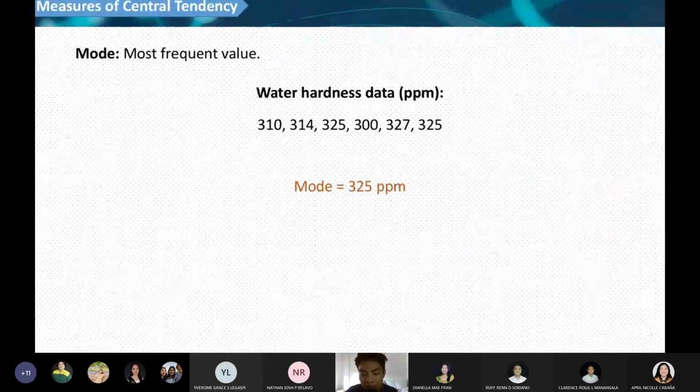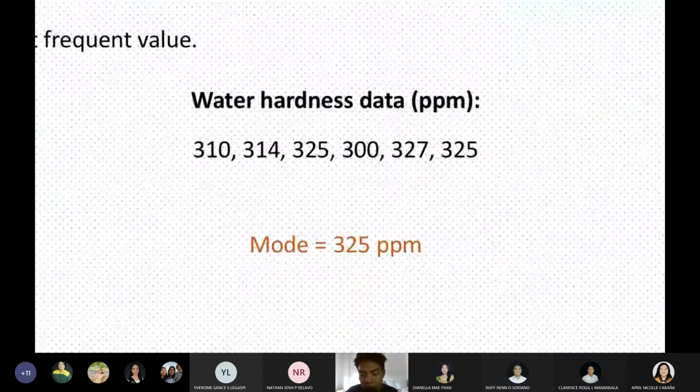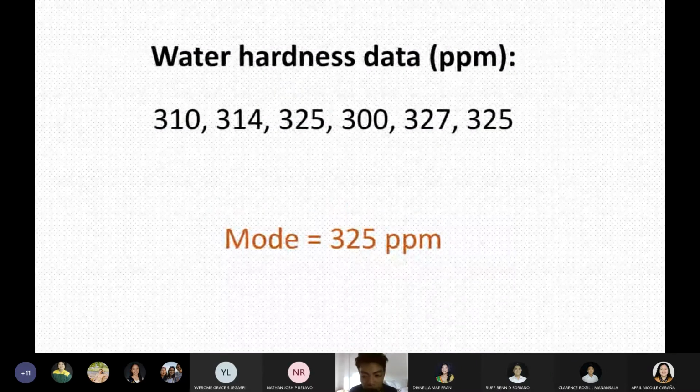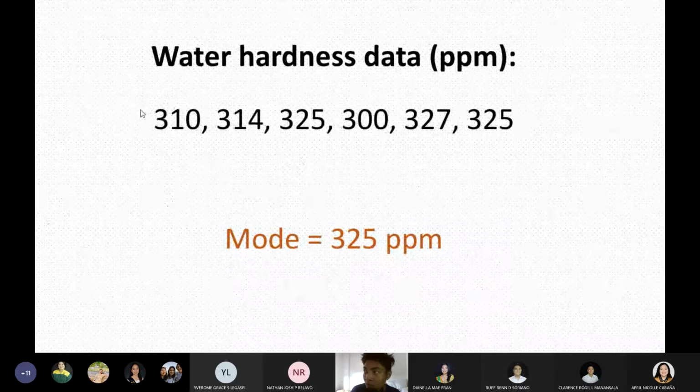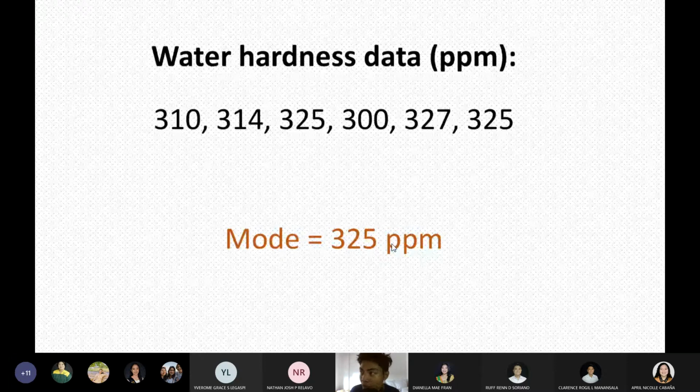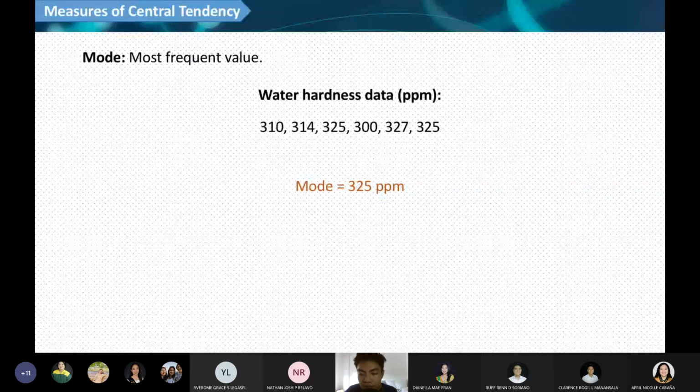Okay? So, for example, we have this data. So, we have the water hardness data. You check anong number yung nauulit. So, looking at these numbers, we see that 325 was repeated twice. Okay, so that means that will be our mode. That is the number that is repeated frequently. Other numbers are just mentioned once naman na. So, yung 325 talaga yung mode natin. Okay? So, yun lang yung basics, no?